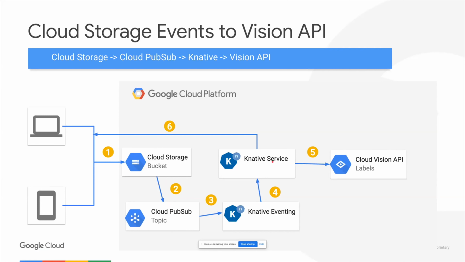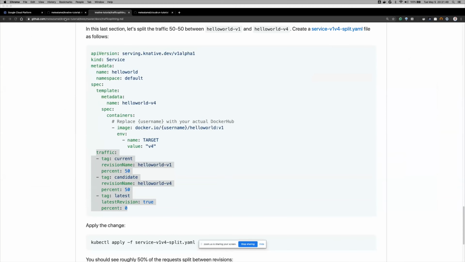And then in the Knative service, I'm going to do a Vision API call. So I'm going to call Vision API, which is a machine learning API, and I want to extract the labels out of this image and see what this image is about, using machine learning. And then we'll log that out. But the important thing here is that we have a cloud storage event, like saving an image, that triggers a Knative service that does something useful, using Knative eventing in the middle. So I just want to show you how to set this up. So let's go back to my tutorial.